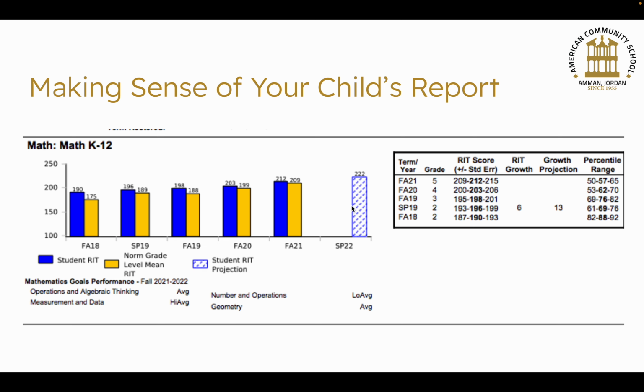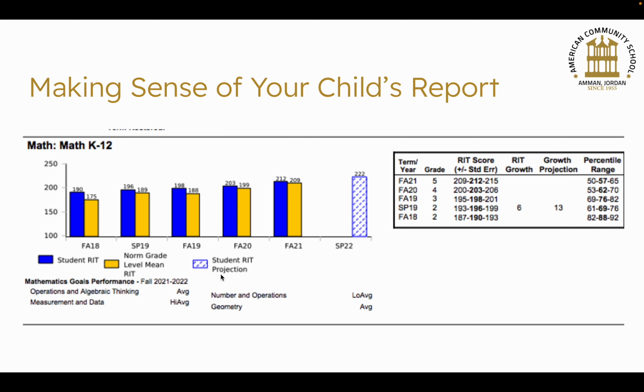You'll also see a projection, which is this score here, and this is the score that we would expect a child to see if they were to take the test again in the spring. And so this projection is based on the average growth that a student of your child's age at this specific RIT score had within one school year.